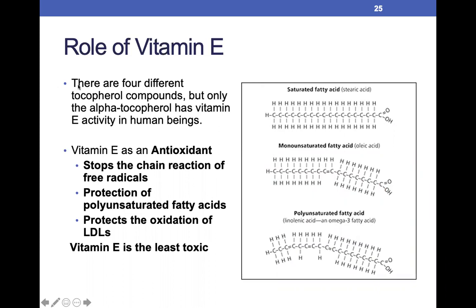Like somebody asked, D and E are the only fat soluble vitamins we can synthesize in the body? If you remember, I said vitamin K is made by the gut bacteria. So to some degree, that is something that's also made in the body. But that's a good question.